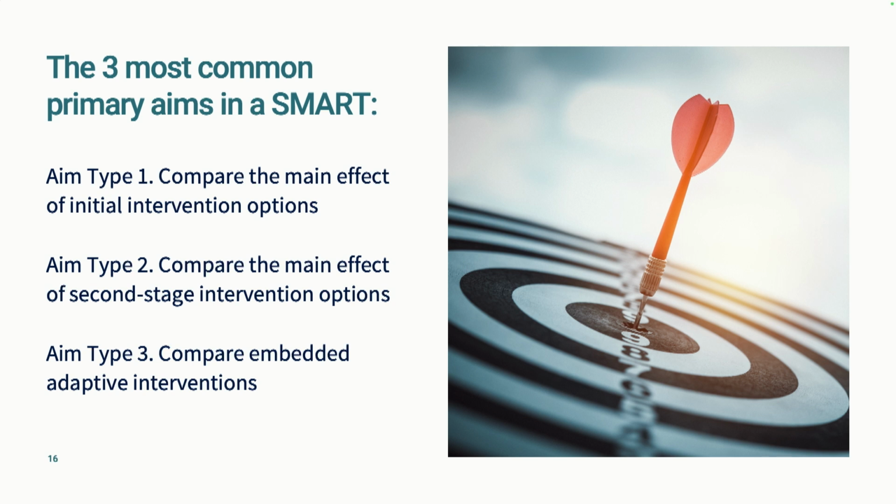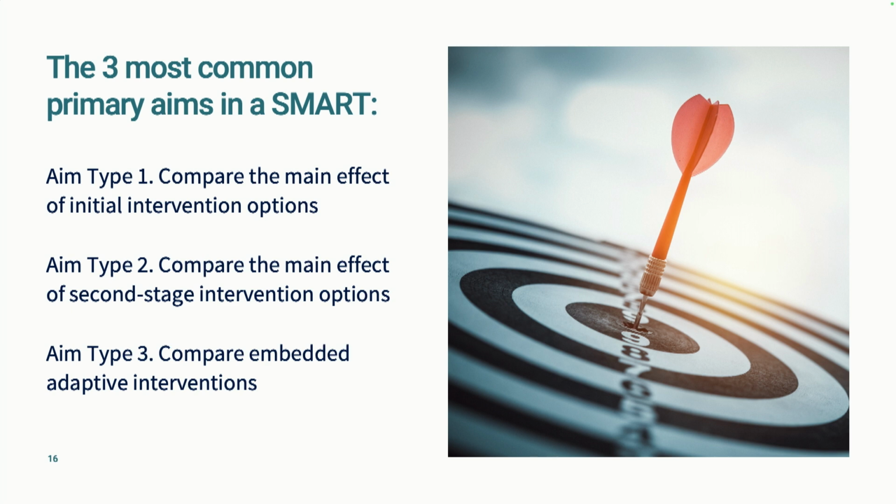The 3 most common primary aims in a SMART. Okay, this is new for this year. Ian, where's Ian? Ian wanted us to, Danny, we got to get our ducks in a row. We're going to start using AIM types. So we now have AIM type 1, 2, 3, and there's actually a fourth one you're going to hear about. And you're going to be hearing us talk about this throughout.